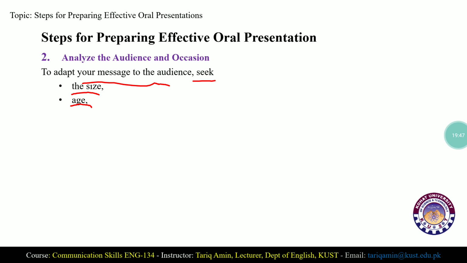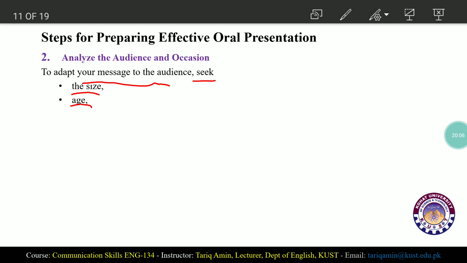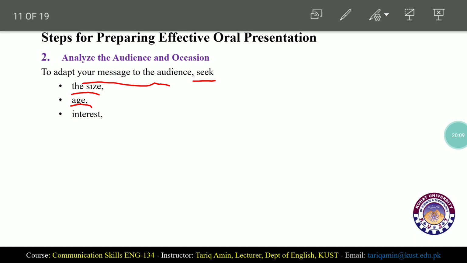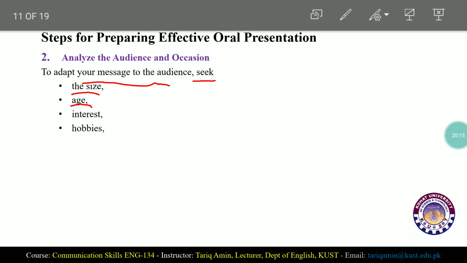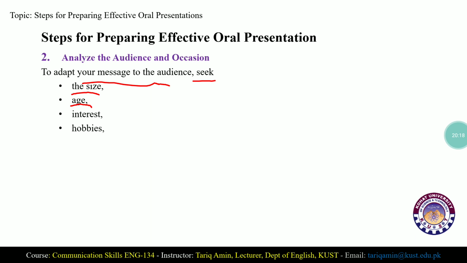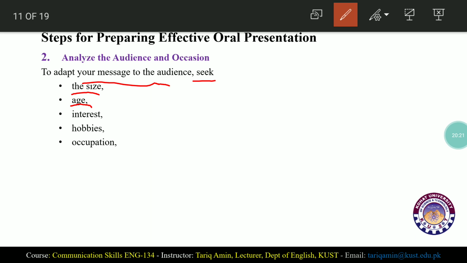And if you are presenting something to the people above 60, your message would be different and your style of presentation would also be different. So you need to seek the age of your audience as well. In accordance with their age, you should adapt your message. And you should also look at the interest of your audience. You should also look at their hobbies, their occupation, and you should prepare your presentation in accordance with the occupation of your audience.